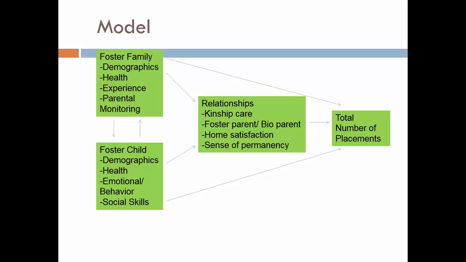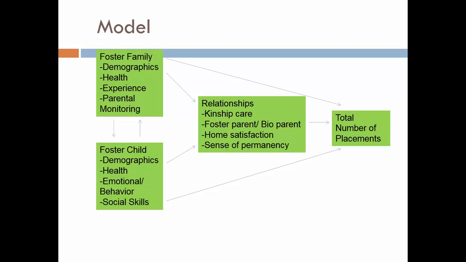So for my dissertation, I looked at the demographics, that's age, gender, race. I looked at the health of both foster parents and children. I looked at how experienced a foster family was, and I looked at parental monitoring. That's whether they know where the kids are at all times. And then for the foster children, I looked at their emotional health and behavior problems and also social skills. And I thought that all those things affected each other. So if you see the boxes on the left, I have arrows going back and forth between the foster family box and the foster child box. I also thought that all those things affected the total number of placements. So on the outside, there's arrows drawing from those boxes to total number of placements.